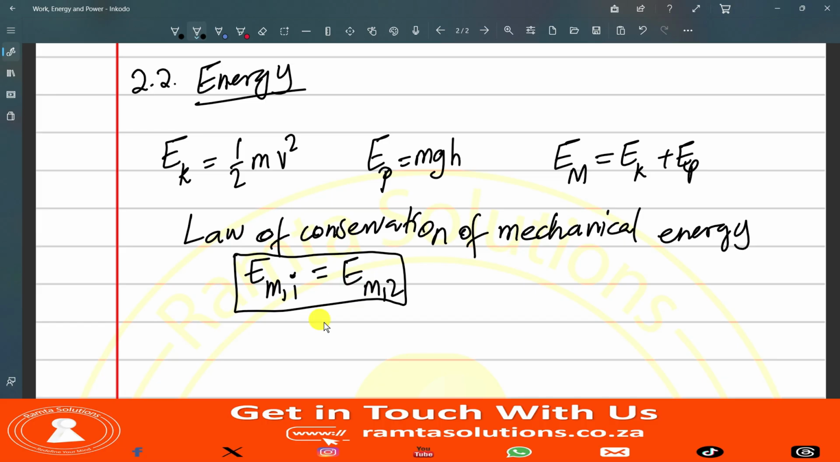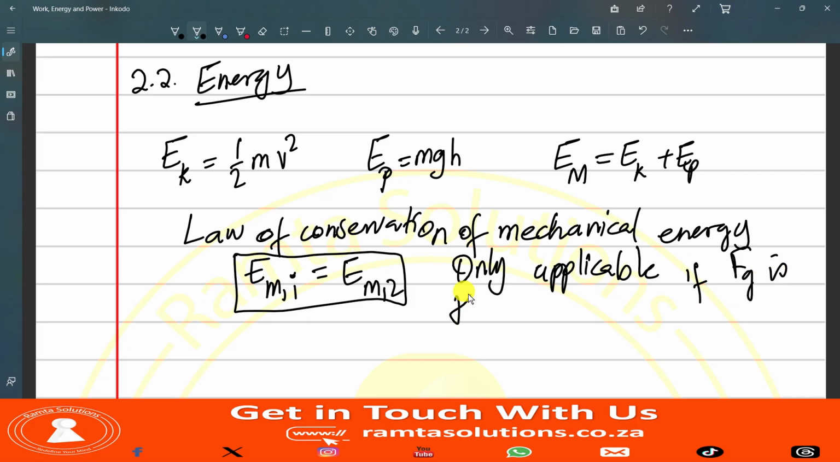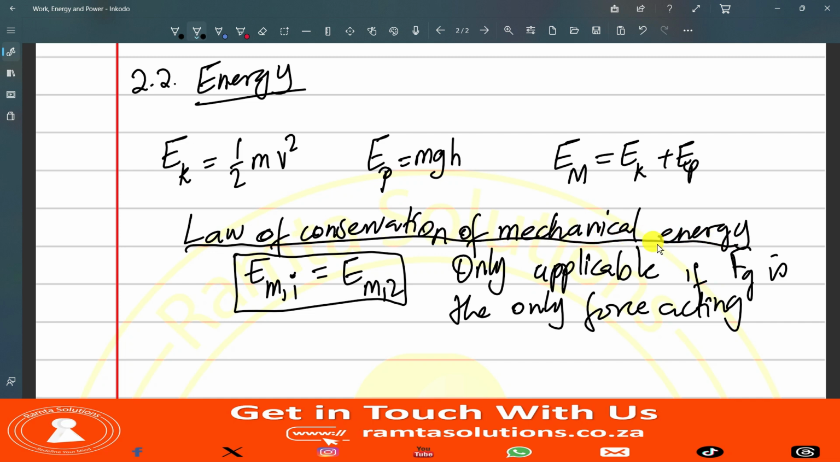So for this to apply, it is only applicable if gravity is the only force acting. If you have any other force, to be precise, if you have non-conservative forces, this law will not apply.